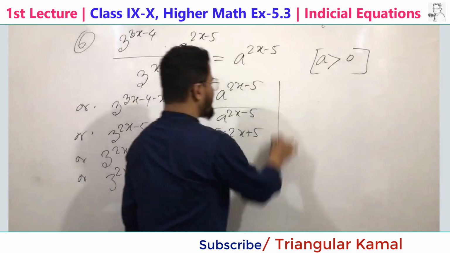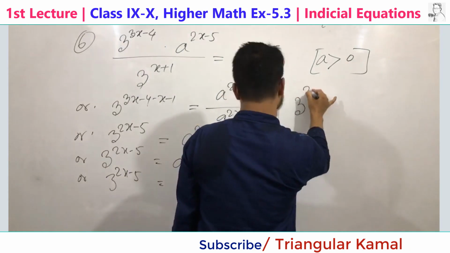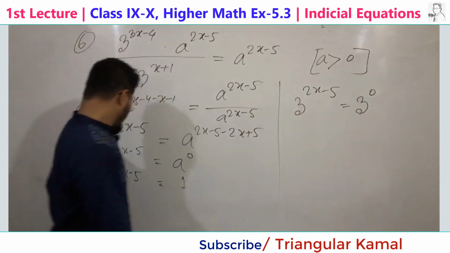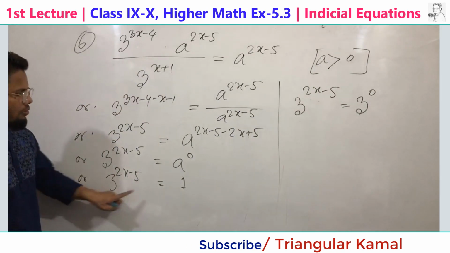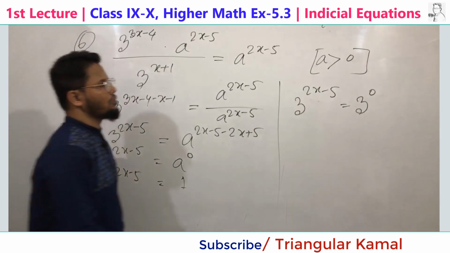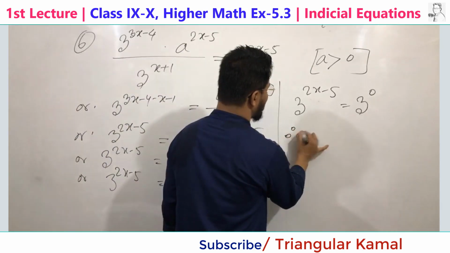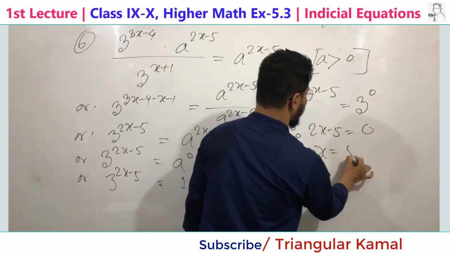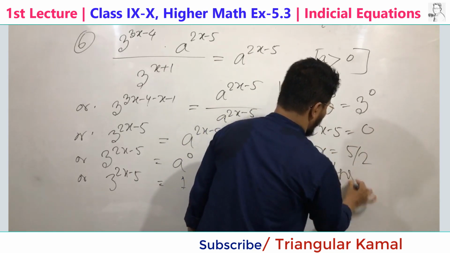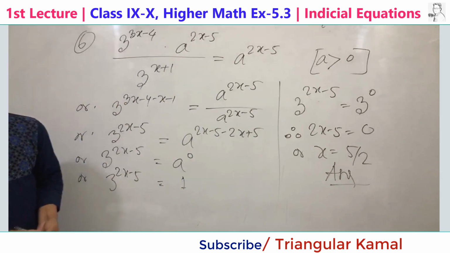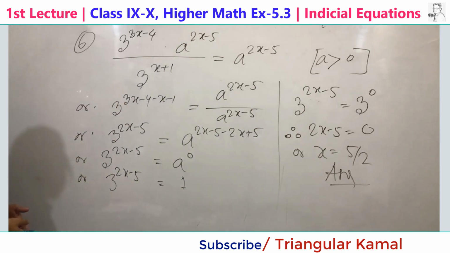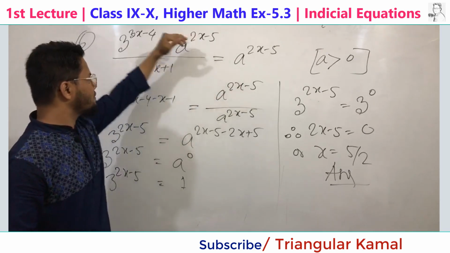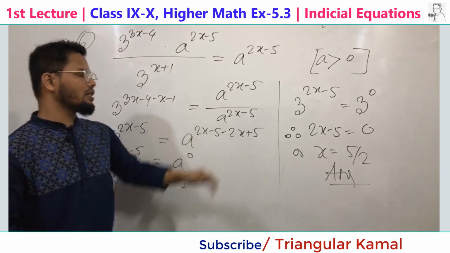Or we can write here 3 to the power twice x minus 5 equals 3 to the power 0. Because the left side base number is 3, we converted this one as 3 to the power 0. So now this indicial equation is converted into a simple equation. So x will be 5 by 2, which is our final answer. Dear students, you can also divide both sides by a to the power twice x minus 5. Then doing the simple calculation, you will get the same result.